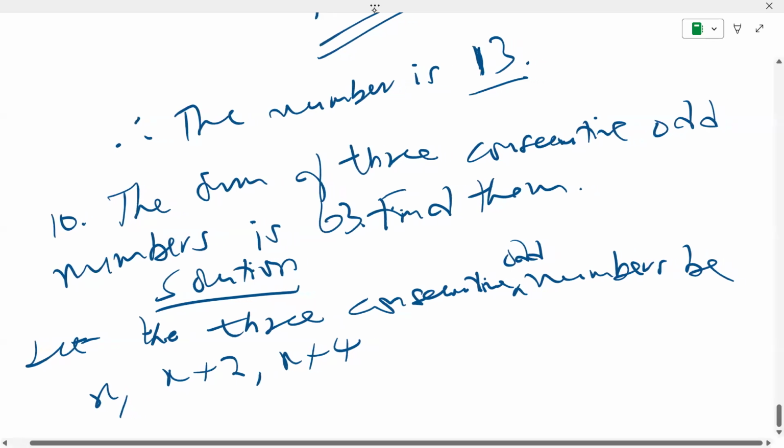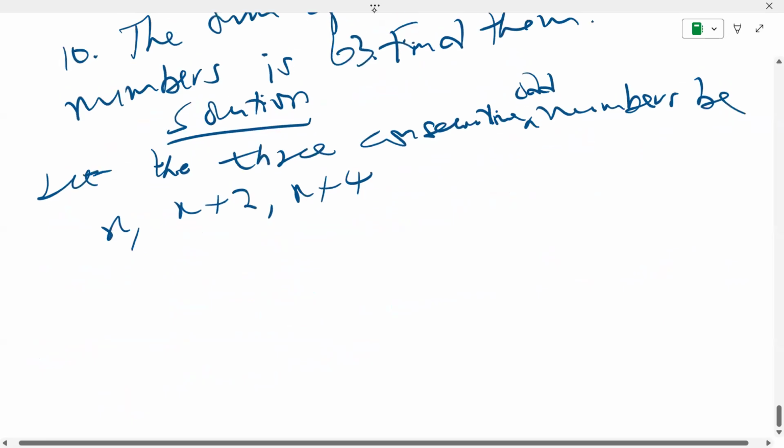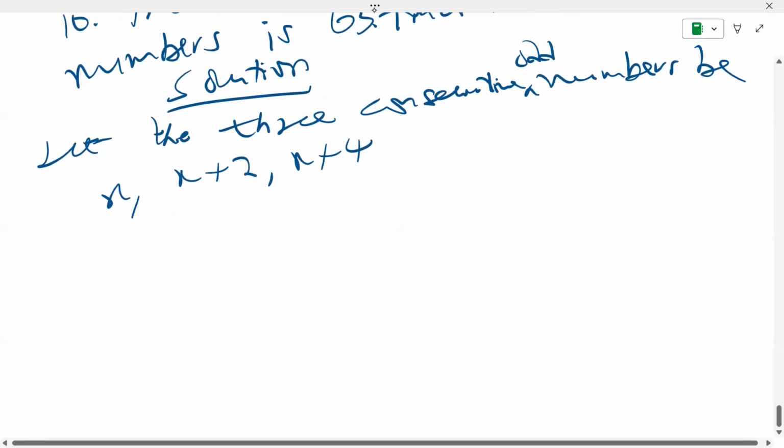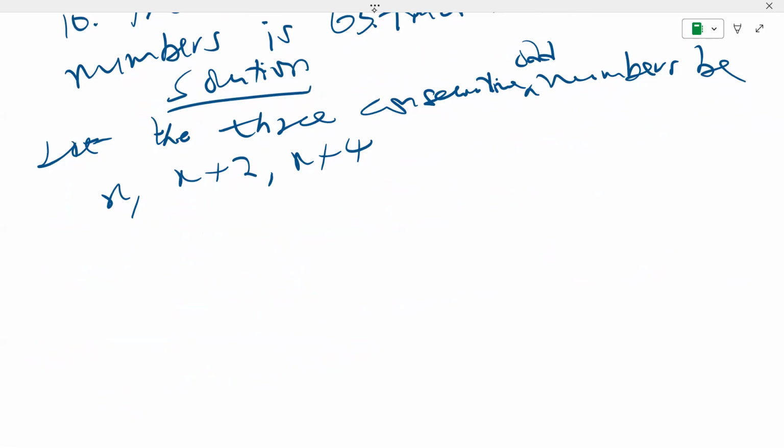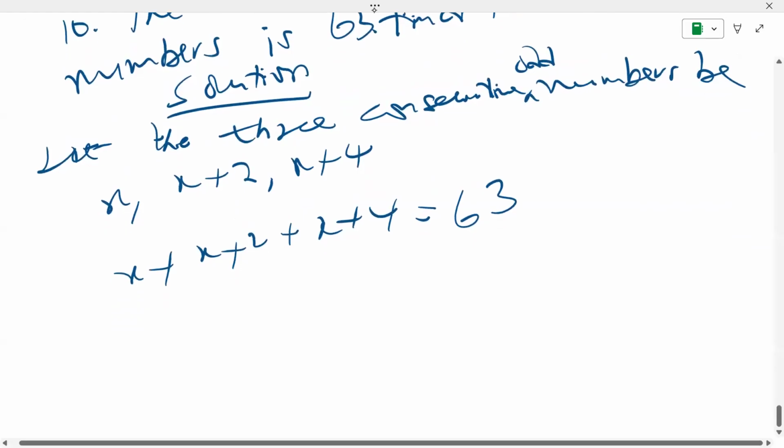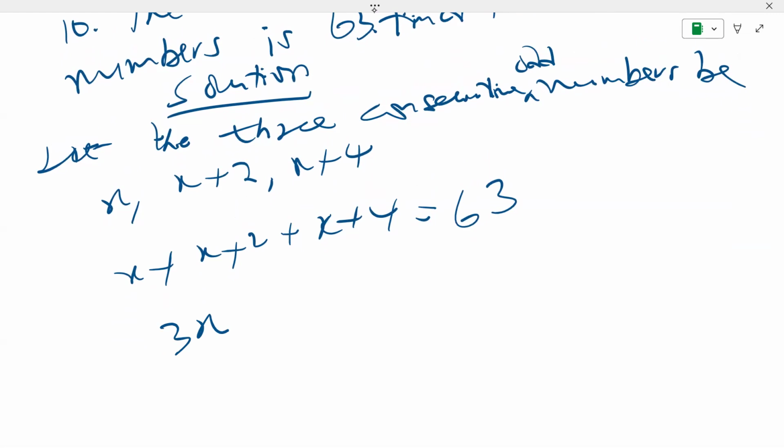All right. So the next point is that we are actually going to add all of them. So we shall get x plus x plus 2 plus x plus 4, and all of them will give us 63. So x plus x plus x will give us 3x. And then 2 plus 4 will give us 6.